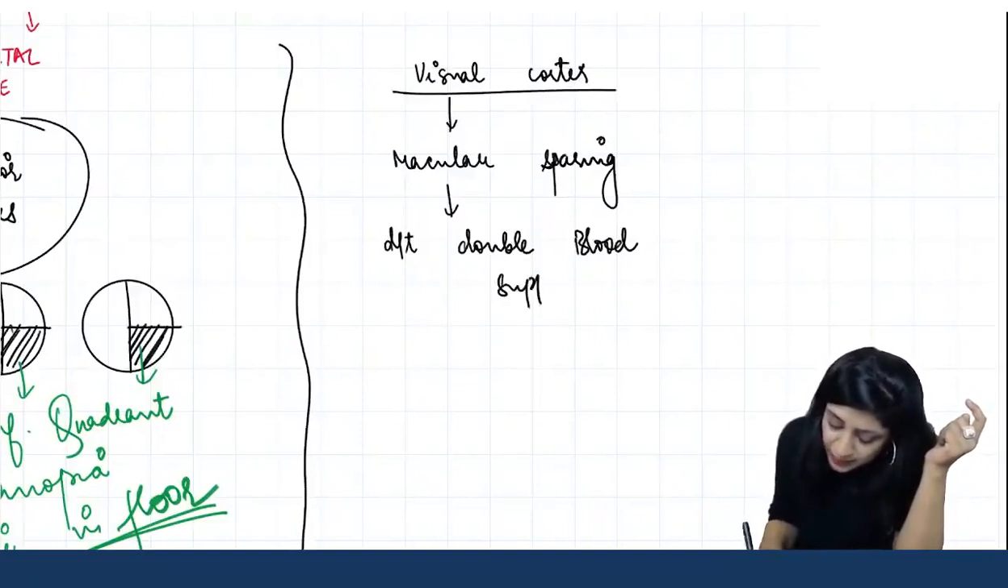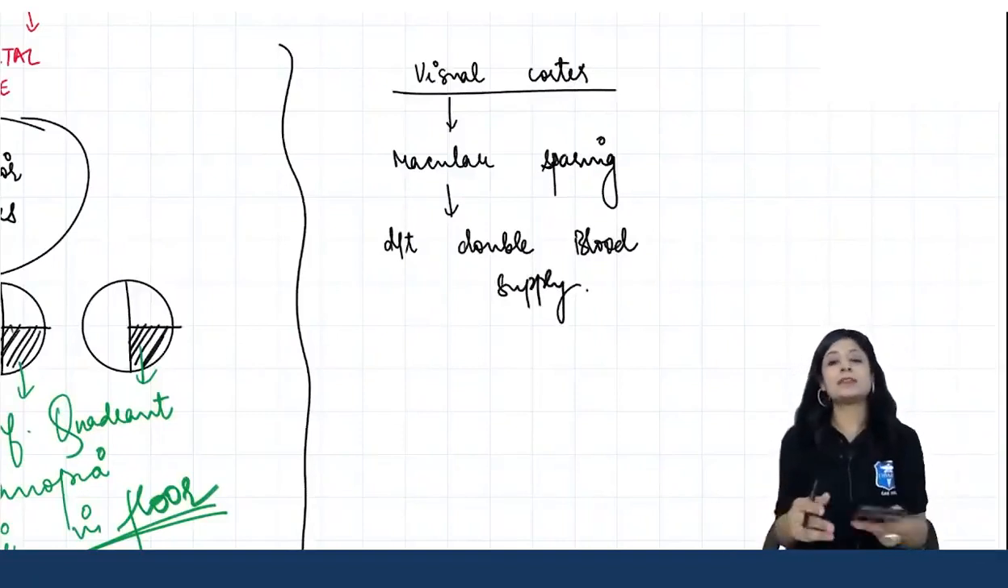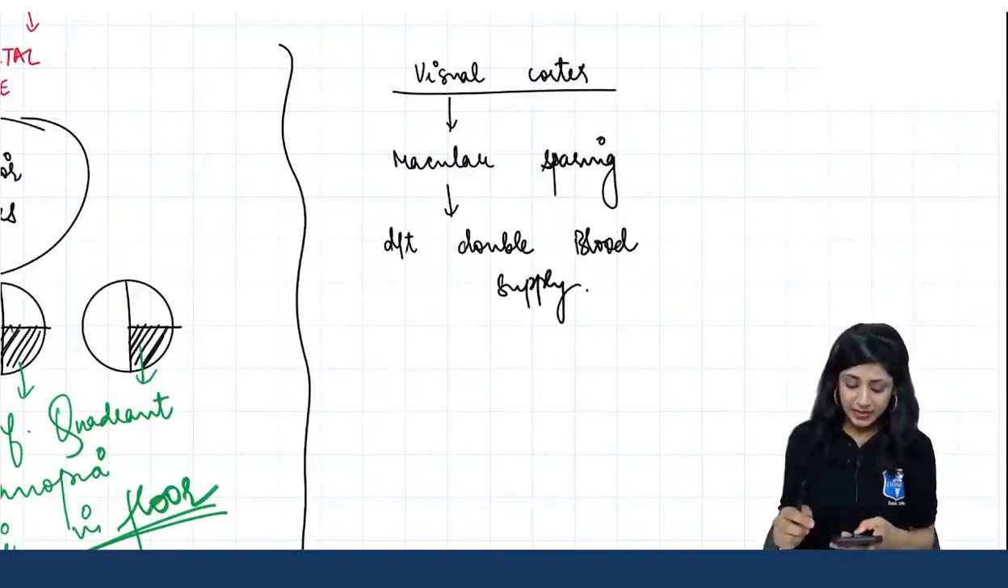What is the blood supply of macula? Anybody? What is the blood supply of the macula? We have got the double blood supply.